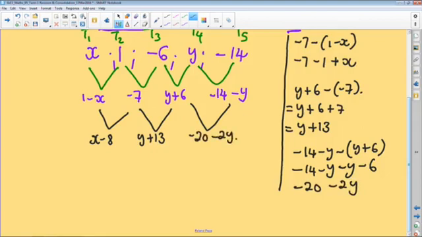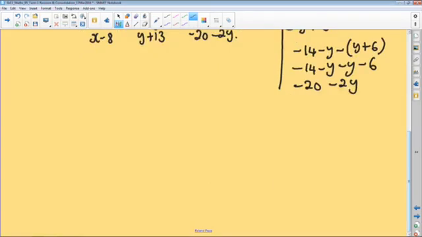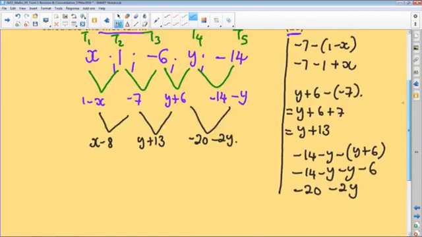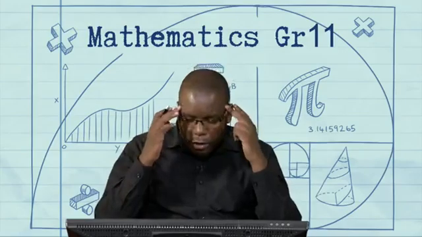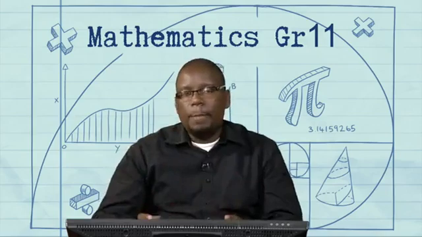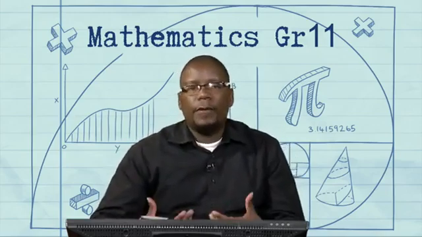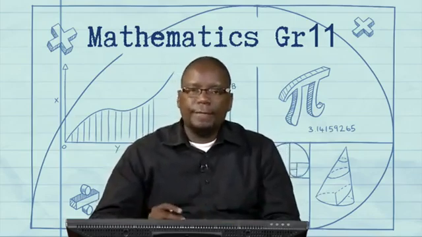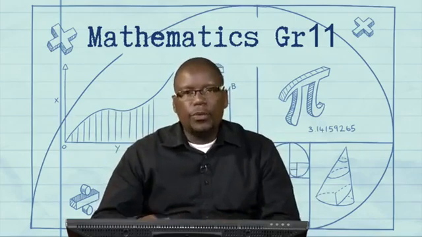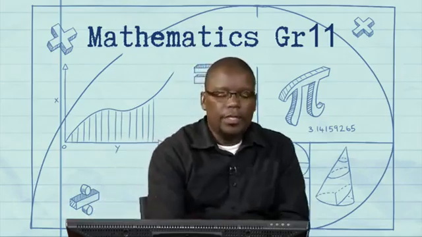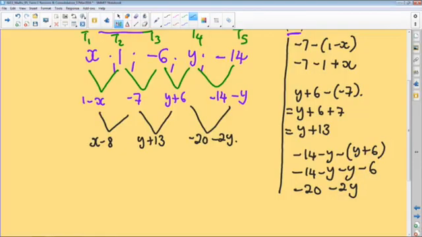Okay, guys, we have worked out the first difference, and now we are on to the second difference. What should be coming to our minds is that we are told this is a quadratic pattern, so the second difference is the same throughout. In other words, your x minus 8 should equal y plus 13, and your y plus 13 equals minus 20 minus 2y.